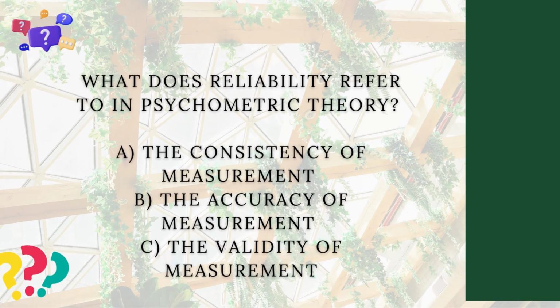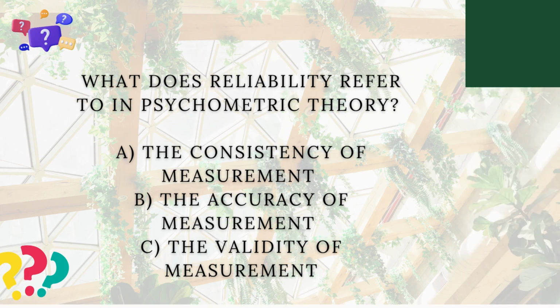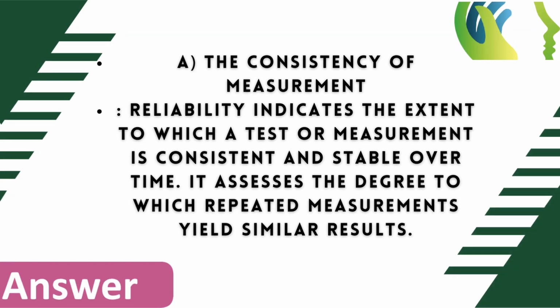What does reliability refer to in psychometric theory? A. The consistency of measurement. B. The accuracy of measurement. C. The validity of measurement. A. The consistency of measurement. Reliability indicates the extent to which a test or measurement is consistent and stable over time. It assesses the degree to which repeated measurements yield similar results.